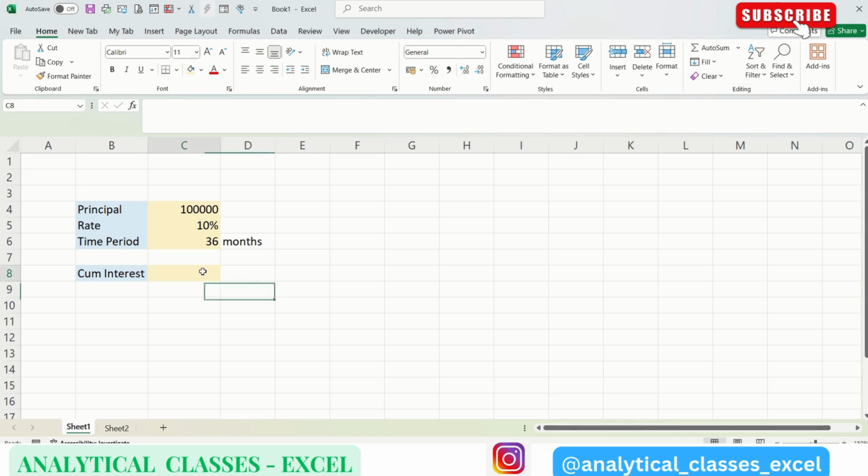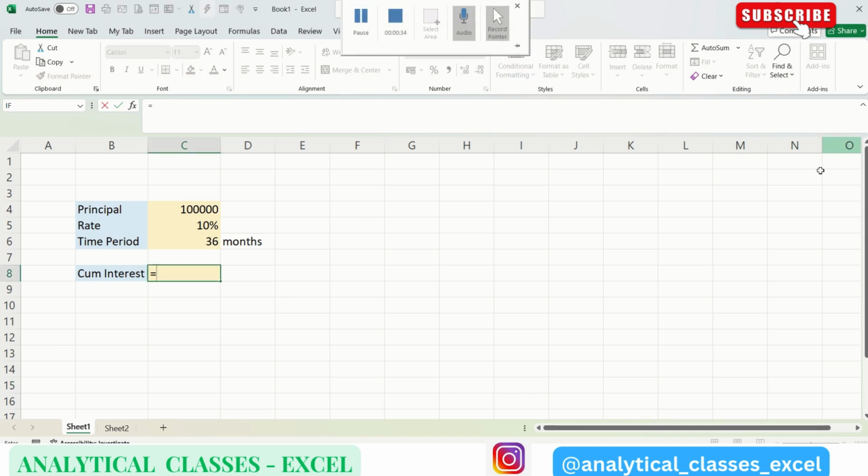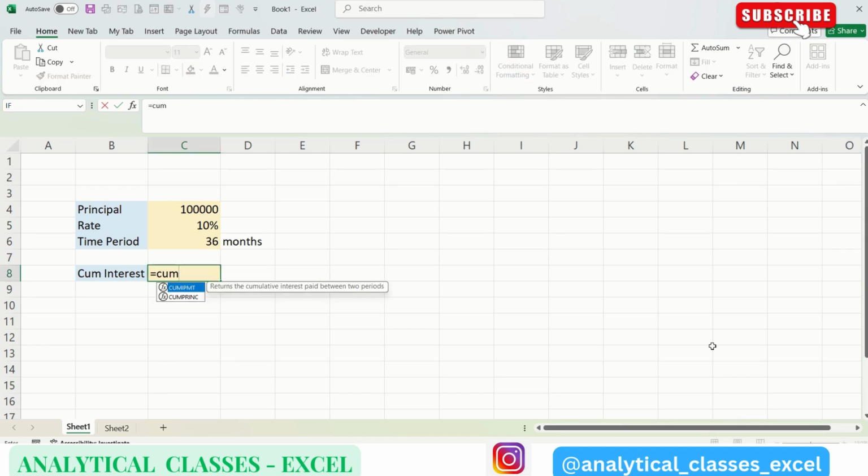So for that, we are having a formula, CUMIPMT. It says that it returns the cumulative interest paid between two periods. So the formula is asking for some inputs. So let's put that. The first is rate.